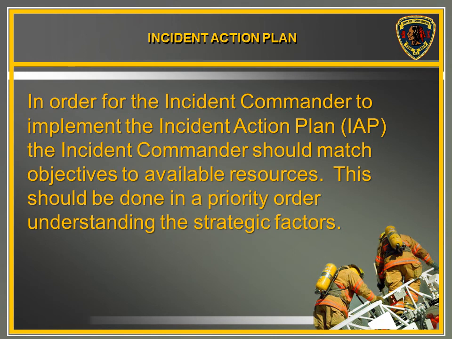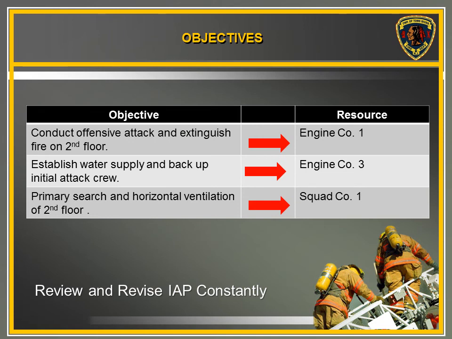In order for the incident commander to implement the incident action plan, the incident commander should match the objectives to available resources. This should be done in a priority order, understanding the strategic. Here's an example of an incident action plan based on a structural fire. So the incident commander is going to develop objectives. And in this case, his first objective, his first priority is conduct an offensive attack and extinguish the fire that's on the second floor. His resource is Engine Company 1, so he's going to assign that objective to Engine Company 1.